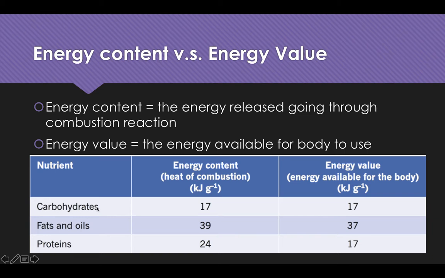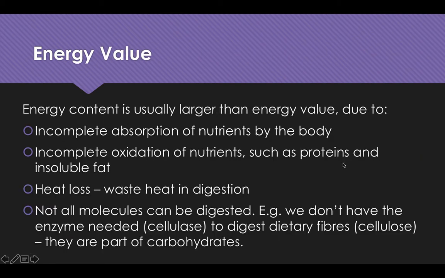You can see that almost all the energy from carbohydrates can be used by our body. However, for proteins, there's a significant amount of energy lost in the process when our body tries to utilize the energy coming from those proteins. For fats and oils, they're relatively the same, so whatever comes in can be used by our body. So energy content is usually larger than energy value for this reason.